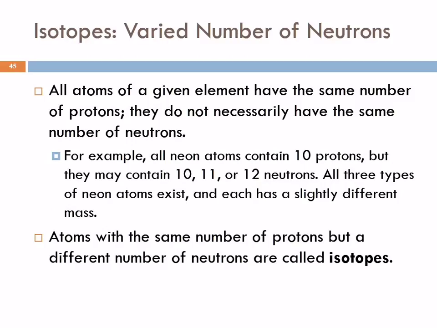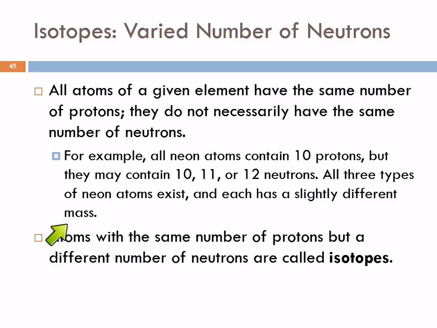So all atoms of a given element have the same number of protons, but they don't necessarily have the same number of neutrons. And this is one of the components of Dalton's atomic theory that we had to revise because we found out that that wasn't quite true. So looking at neon, all neon atoms have 10 protons, but they could have 10, 11, or 12 neutrons. So there are 3 different versions of neon atoms.